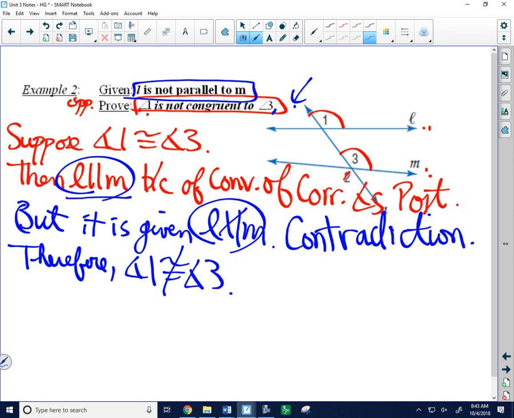I'm going to finish up with example 3, but so quick review. Suppose the opposite of what you want to prove. Angle 1 is actually congruent to 3. Well, that means the lines are parallel. But it was given that they weren't parallel. And so that doesn't work. That's a contradiction. Anything I can answer in that one?